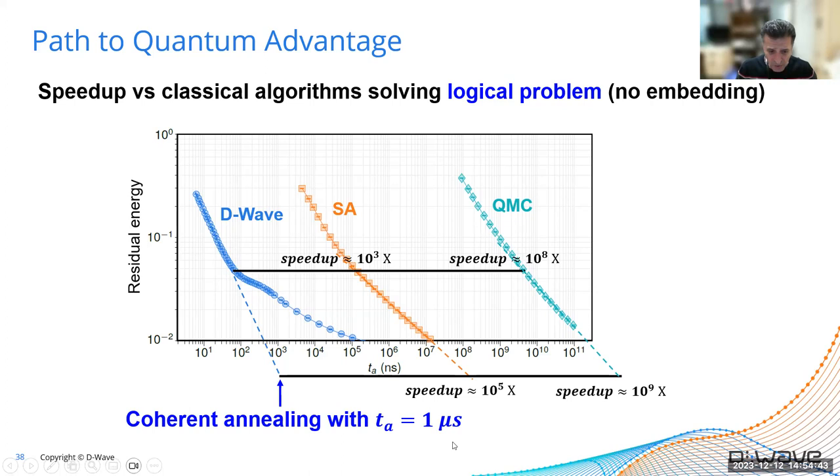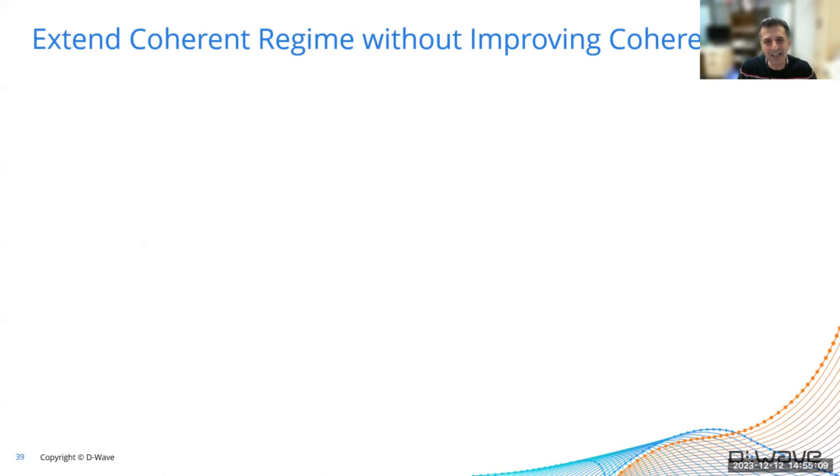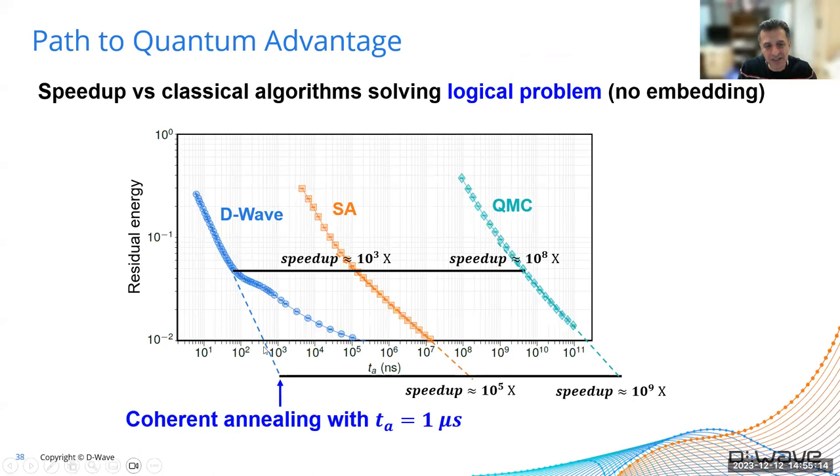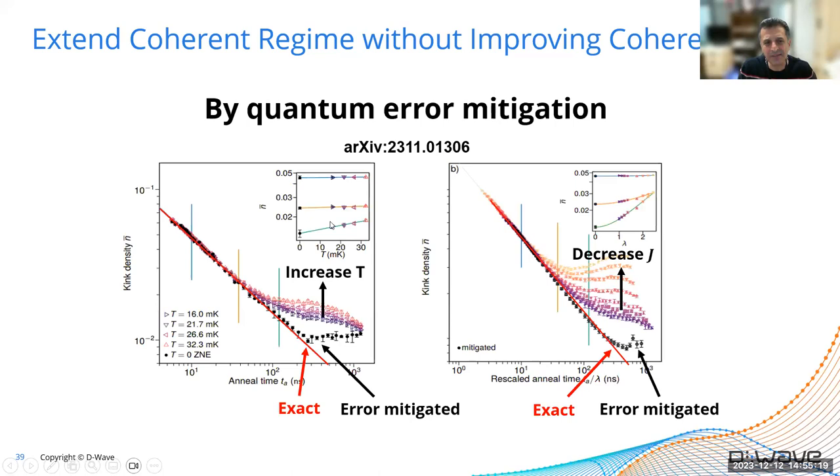But this coherent evolution requires improved coherent annealing, which requires significant improvement in fabrication, which is the bottleneck of our developments, the costliest and most time-consuming development that we have. But we will get there. But can we shortcut that? Can we improve this, extend this range, without improving coherence? And this is the final topic. Yes, with quantum error mitigation.